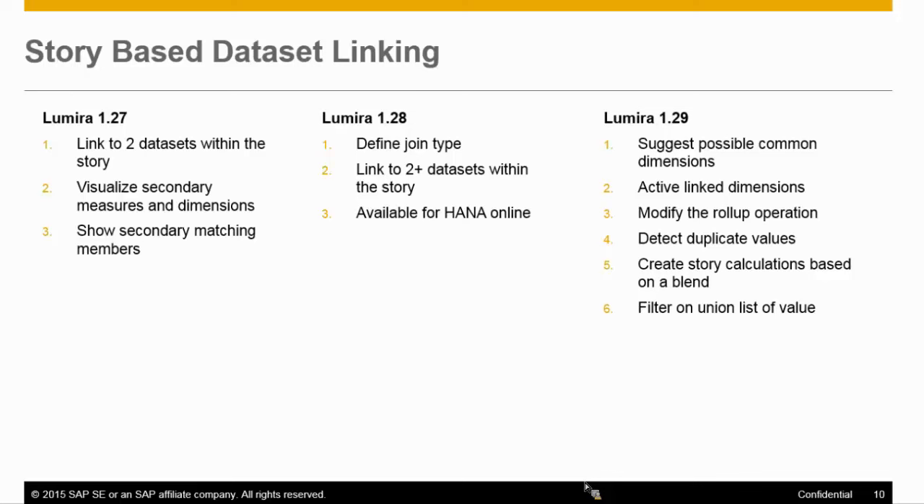And for number 6, filter on union list of values. In the case where you have a full outer join between two datasets or more, when you go to filter on the members from that common dimension that you have a full outer link on, you see one union list of values. So you don't have to go and select from multiple datasets to get your selections correctly. You should see one list and you can filter from that list.